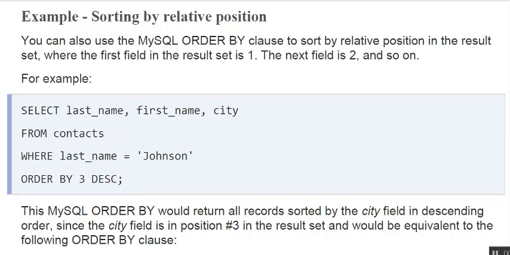So here what they are trying to tell you is that we can do the sorting based not on the column name but on the column position. In the example given below, SELECT last_name, first_name, city FROM contacts WHERE last_name = 'Johnson' ORDER BY 3 DESC. So here the sorting is applied on which column? Third column. This MySQL ORDER BY clause will return all records sorted by the city field in descending order, because the city field is in position three in the result set, which is equivalent to sorting by the city name. So this is the output that I am showing you.